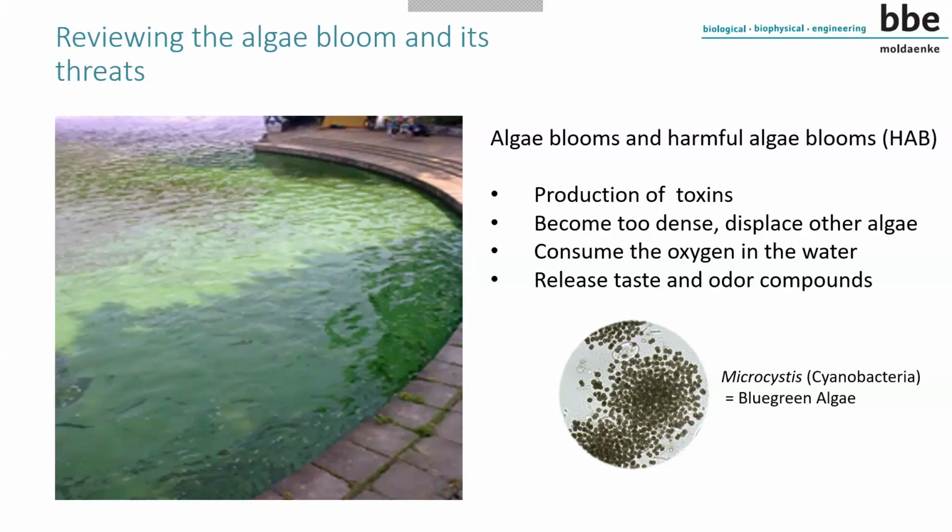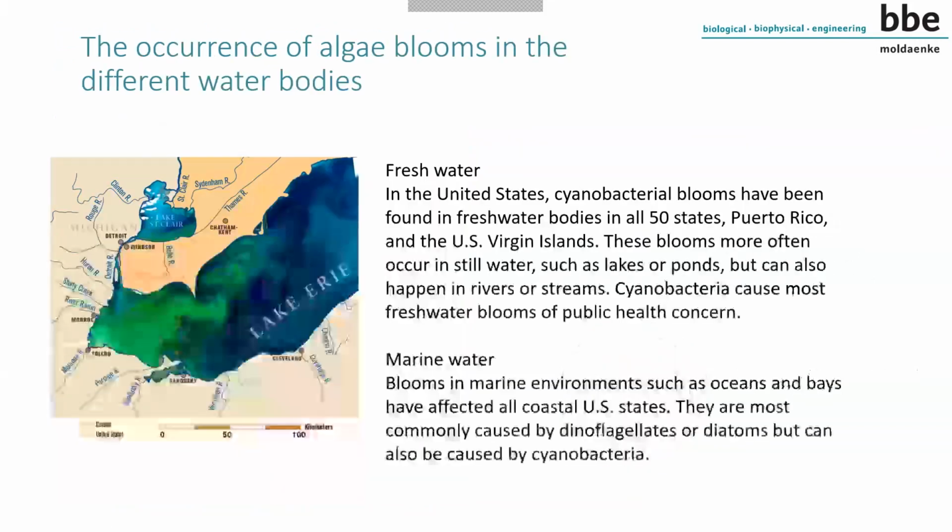And with this we also have the release of taste and odor compounds, which they also produce, and this smells and tastes horrible. What you can see here is a typical blue-green algae. This is something we call close to bacteria, but they are photosynthetic organisms. The microcystis, we come back to this later, is very common here in Europe, but all over the world. So in the next slide, I can tell you something about the upcoming blooms.